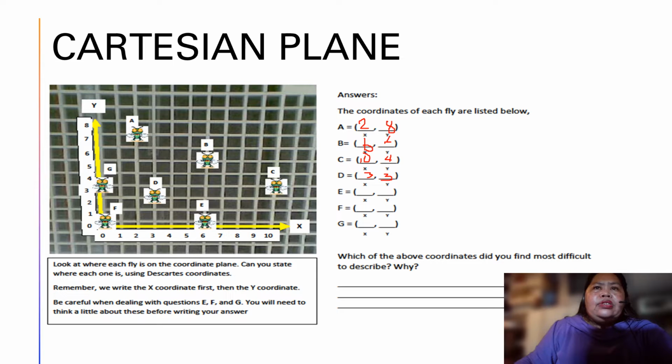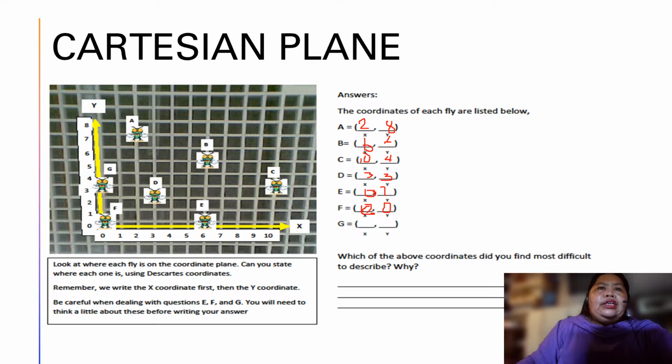Oh no, it's in 0. Fly is in 0 and 2. Okay, 2 is y, so that's why the fly is on the y-axis. And F, the fly F is in the origin. That means your x and y are 0, 0.